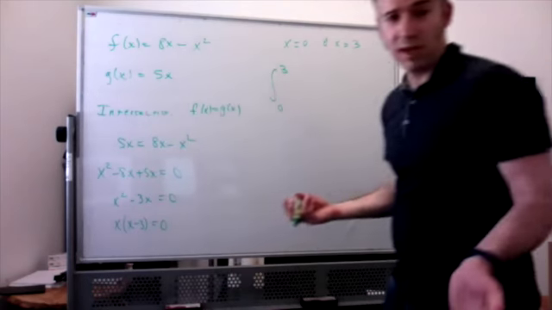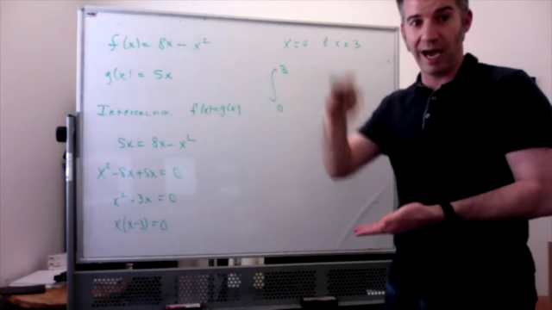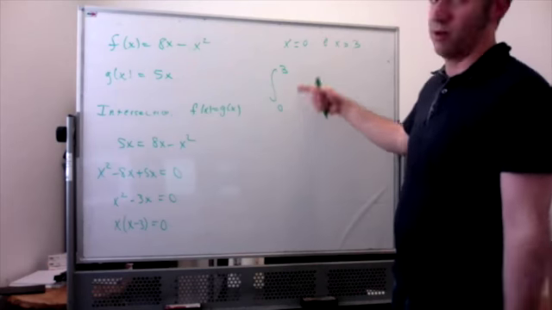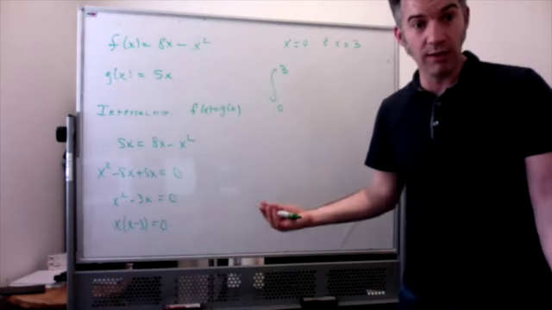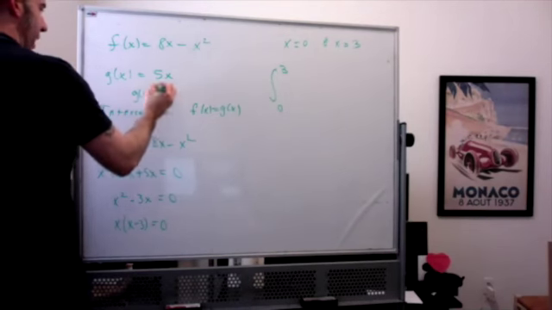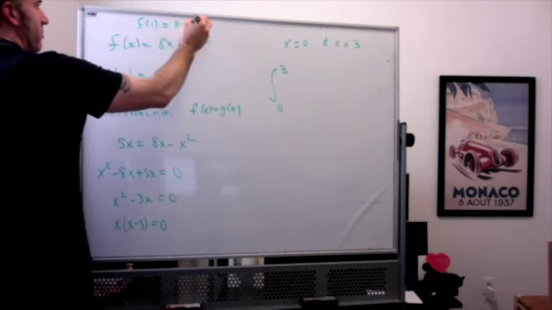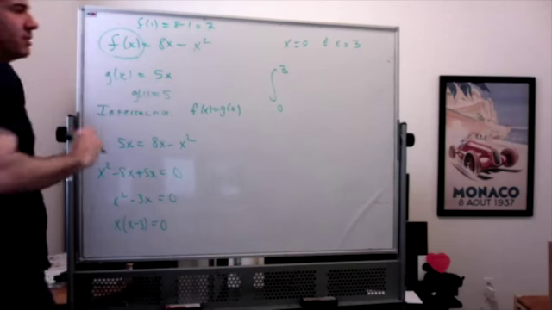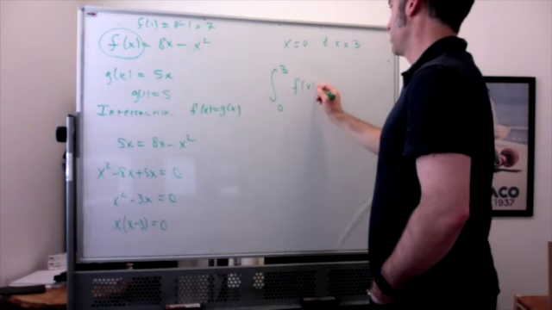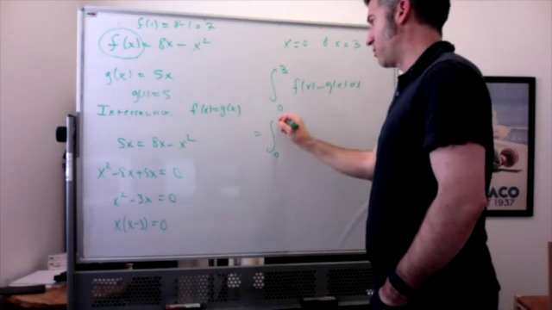The only other thing we really have to figure out is which one of these is the bigger function, right? The one that's higher up. To do that without graphing, pick a point between 0 and 3. I'm going to pick 1 and see which of these is bigger. g of 1 is 5. f of 1 is 8 minus 1, which is 7. This is the bigger one. So our integral is going to be the integral of f of x minus g of x, from 0 to 3.